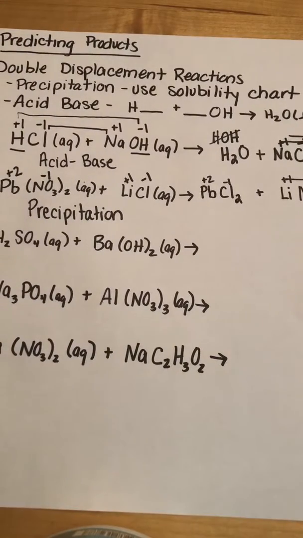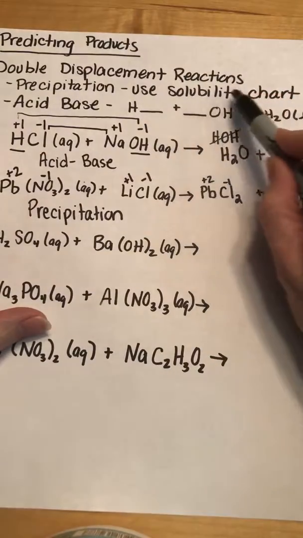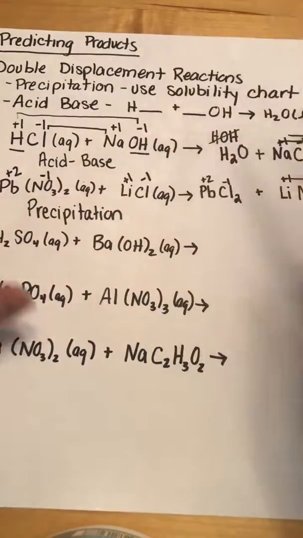Before I continue to balancing the whole equation, I need to determine, kind of like we did for single displacement reactions, if these products are actually going to form. For single displacement reaction predicting products, we use the activity series chart. For double displacement reactions, you are always going to use the solubility chart, specifically for those precipitation reactions.